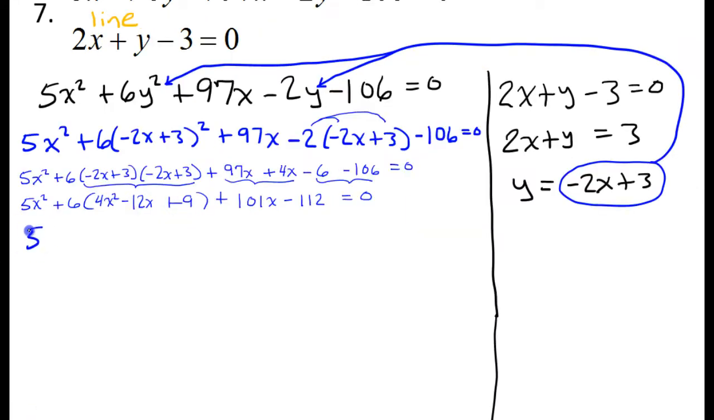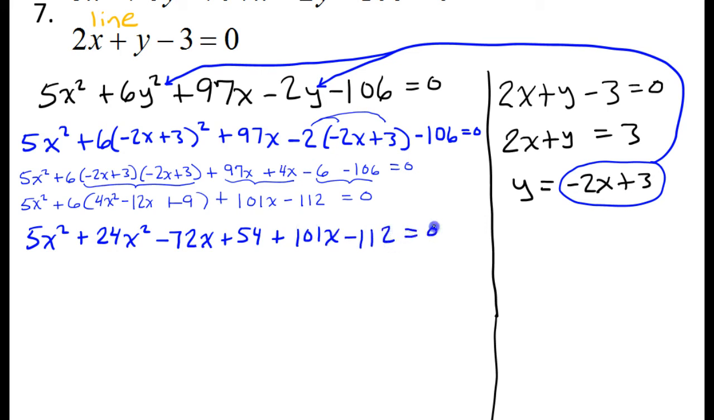So now I have 5x squared as I go back to normal size. I'm going to distribute this 6 now. So this will be plus 24x squared minus 72x plus 54 plus 101x minus 112 is equal to 0.